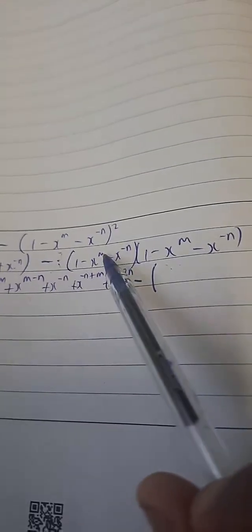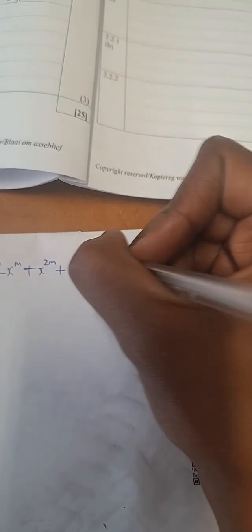All right? Not done. X to the power m times negative x to the power negative n. A negative times a negative, again, is a positive. And then x to the power m, I add the negative n, so it's plus minus n, which is m minus n. So it's going to be positive x to the power m minus n. We are not yet done. One more term to distribute.